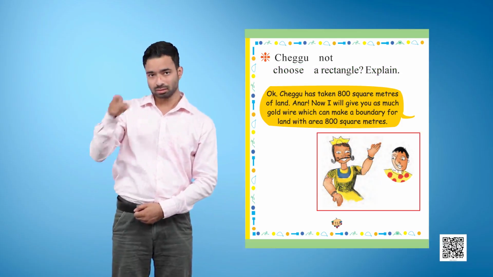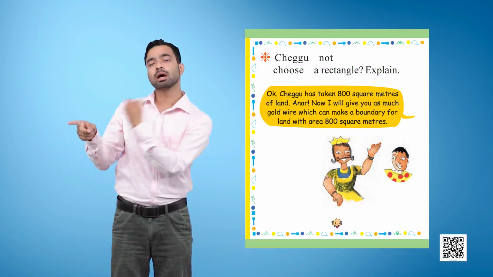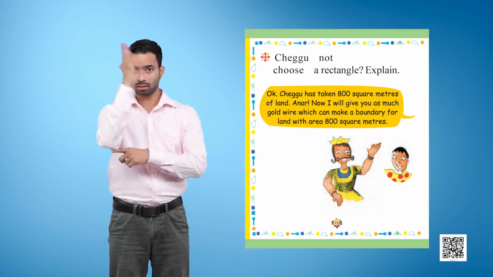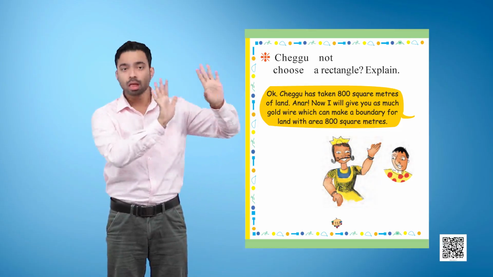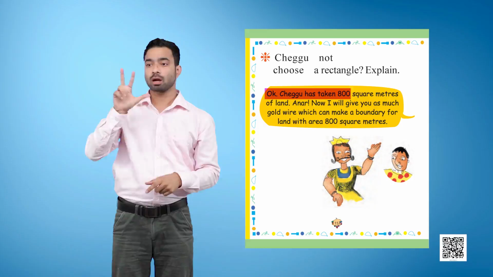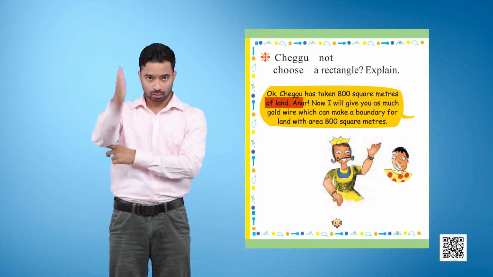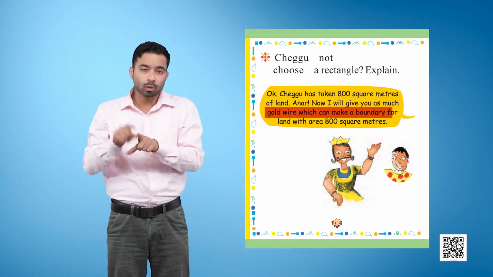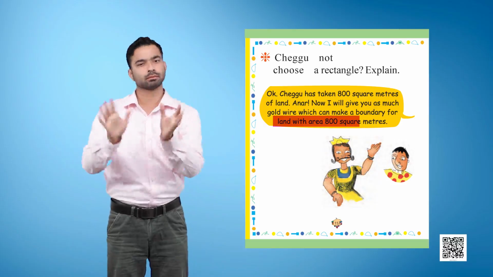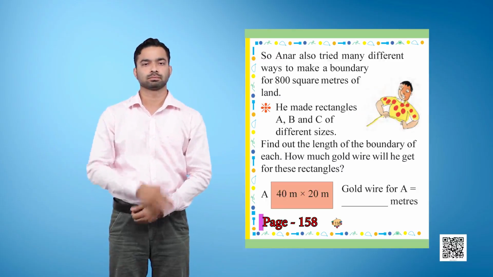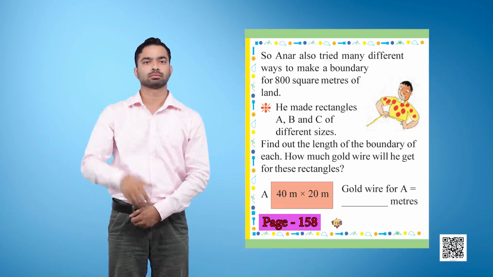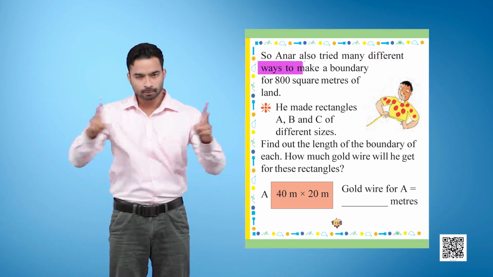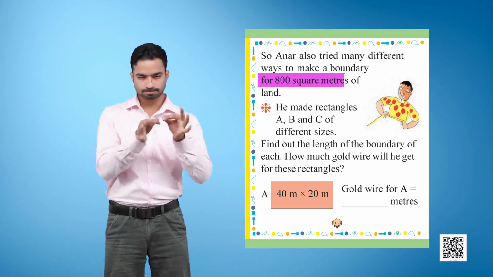On the bottom of the page, we have again the picture of the king, and this time he is addressing Anar. "Okay, Chegu has taken 800 square meters of land. Anar, now I will give you as much gold wire, which can make a boundary for land with area 800 square meters." Page 158. So, Anar also tried many different ways to make a boundary for 800 square meters of land.